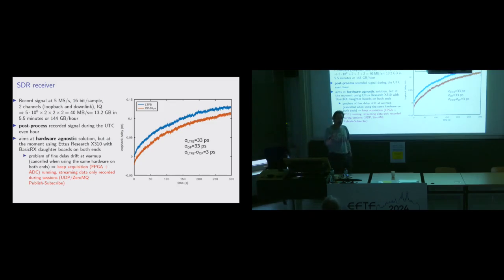But we have the same X310 in Paris and in Besançon with the same temperature control, the same setup. So actually the two X310s are drifting at the same rate. And you see that it's not negligible. Over 5 minutes, you're drifting by 150 picoseconds. So of course, if you're using the same hardware on both ends, you don't care because this is going to be cancelled in two-way time transfer calculation.